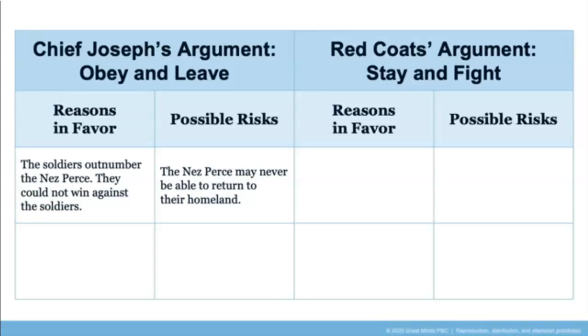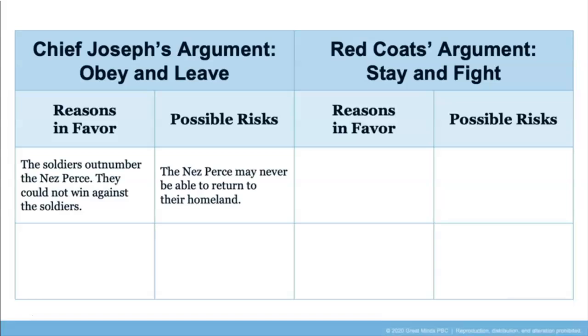Once the Nez Perce are gone, the U.S. government likely plans to open Wallowa up to settlers and miners looking for gold. Chief Joseph knows this risk, but to him, the risks of disobeying General Howard are far worse for his people. What other reasons can you think of in favor of Chief Joseph's argument to obey General Howard? What other possible risks are associated with this argument? What about reasons in favor of and risks associated with the Redcoats' argument to stay and fight?